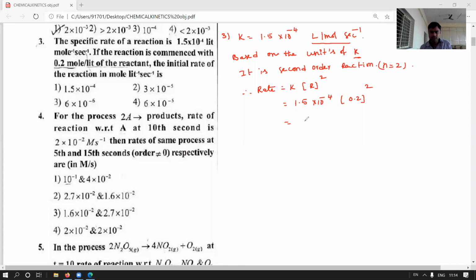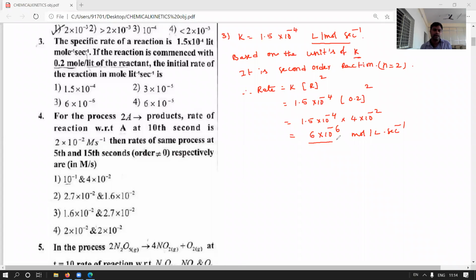Then it is nothing but 1.5 into 10 to the power of minus 4 into 0.2 whole square, which is 4 into 10 to the power of minus 2. 1.5 into 4 is 6, so 6 into 10 to the power of minus 6 mole per liter second inverse. So what are the units for rate of reaction? Rate of reaction is nothing but change in the concentration with respect to time, that's why the units are mole per liter second inverse.